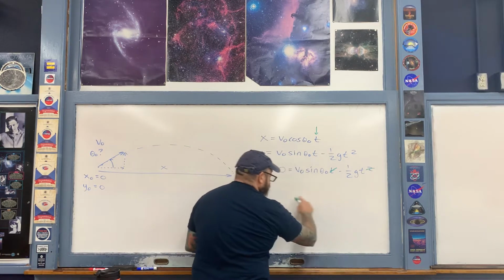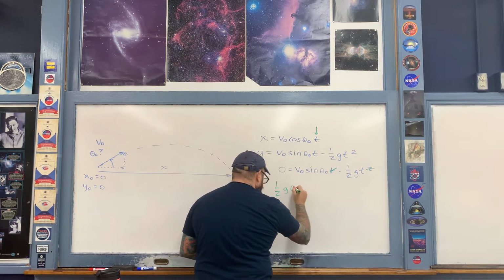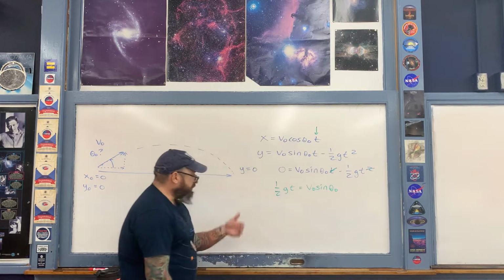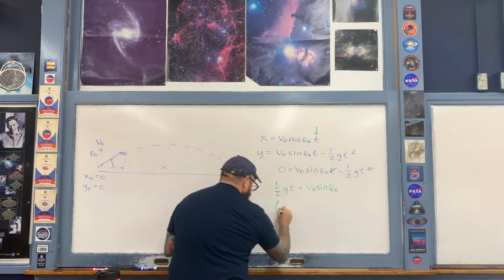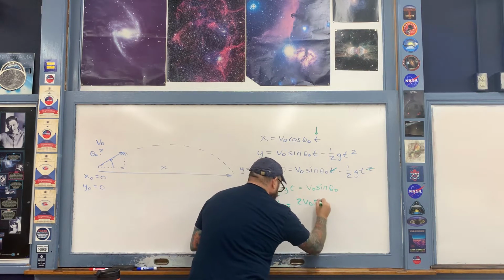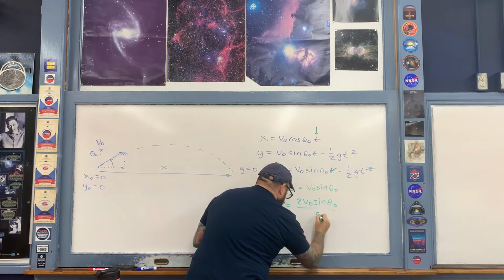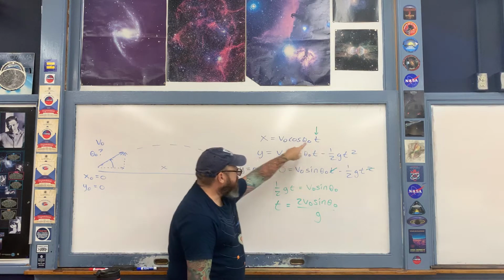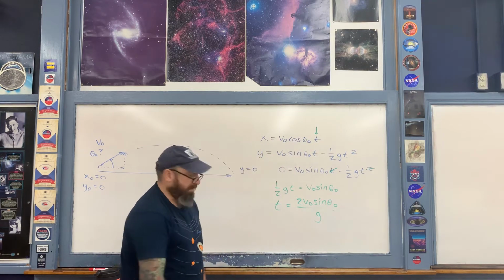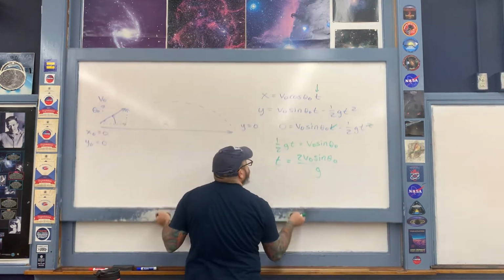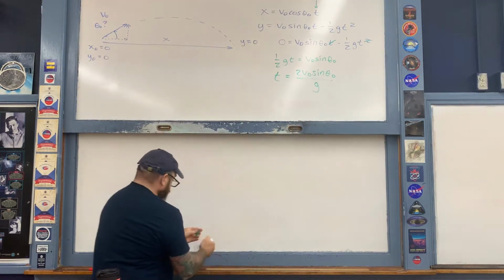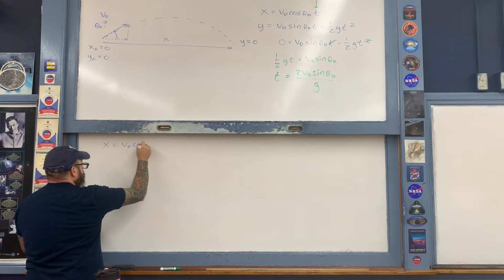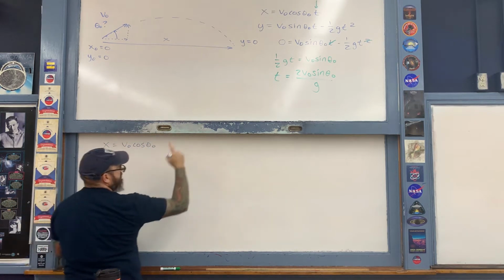I'm going to move the 1/2 gt here to the other side like so. Now I'm going to cross multiply the 2 and the g over to the other side to get the time t by itself like so. And then as I indicated a few moments ago, I'm going to go ahead and take this time t and then plug it into here to get an equation for the range x. Okay, so doing so, I'm going to now obtain the following. So x is equal to v0 cosine theta naught and then multiply by t, that quantity there.